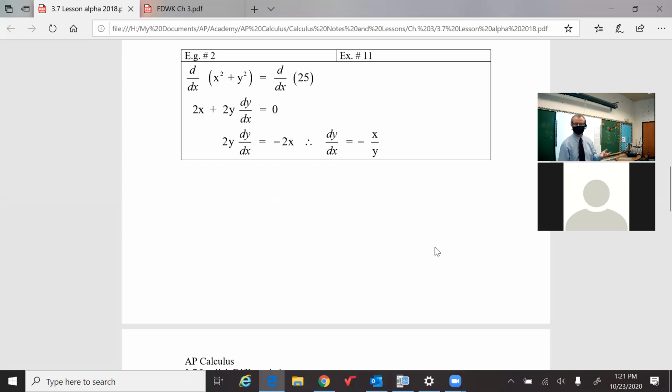Well, think about that. That makes sense because the picture in the book, they're looking at the point 3, negative 4 on the circle. Our work says the derivative with respect to x is the opposite of x over y. So our slope there is going to be the opposite. It's going to be a positive 3/4.